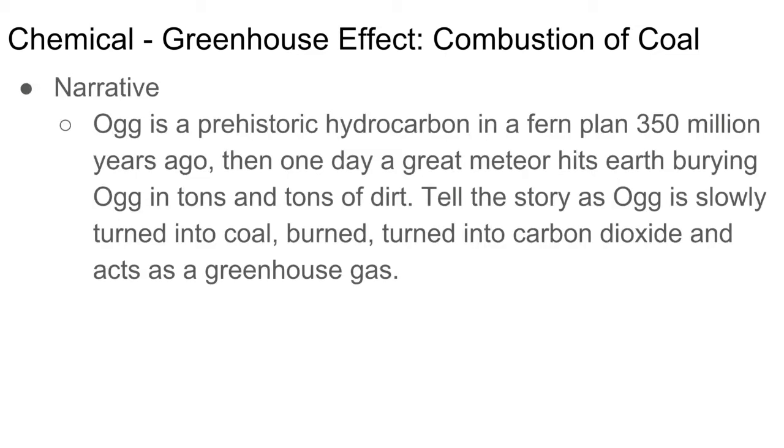All right, here is your narrative. Og, or UG, is a prehistoric hydrocarbon in the fern plant 350 million years ago. Then one day there's a great meteor that hits Earth, burying Og in tons and tons of dirt. Tell the story of Og as he is slowly turned into coal, and he is burned, and then turned into carbon dioxide and acts as a greenhouse gas on Earth.